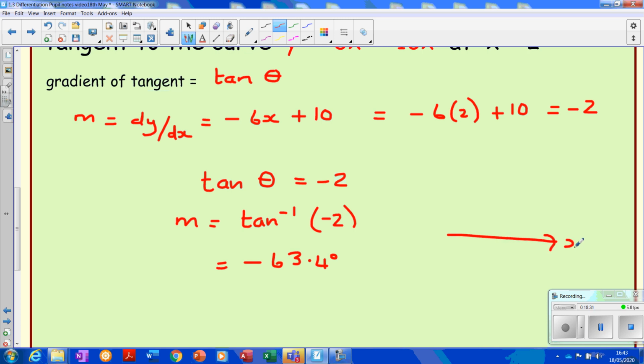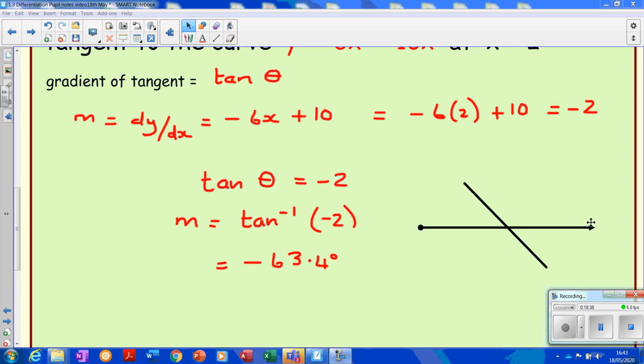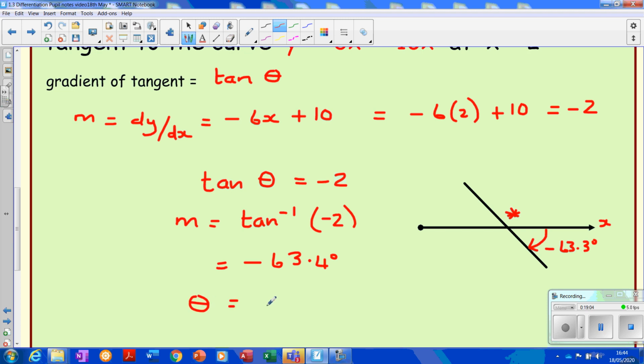63.4 degrees. Now, what that means is there's the x-axis, and this gradient of a tangent is coming down here. Not drawing it in the right orientation, I'm going to redraw. Okay, this is better. So there's the x-axis, and what it means is there's your equation, there's your tangent, and it's coming back that way by 63.4 degrees. Okay, and we know that because it's minus. So really I want that angle in there. So all I do is add 180 onto it, and it'll tell me what that is. So the angle in there is angle theta, which is equal to 116.6 degrees.